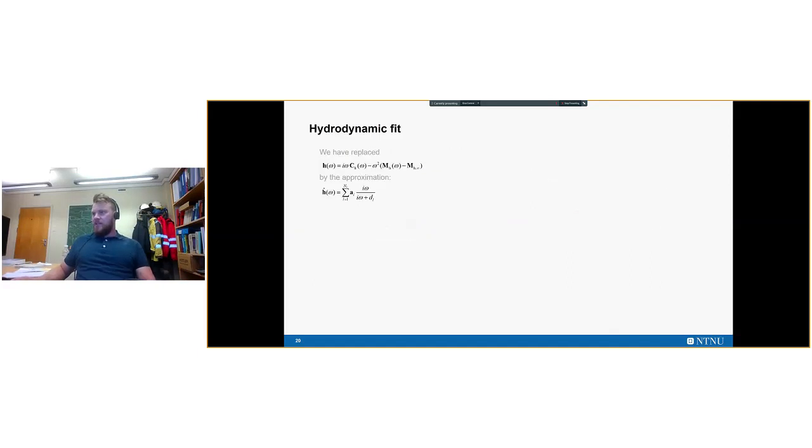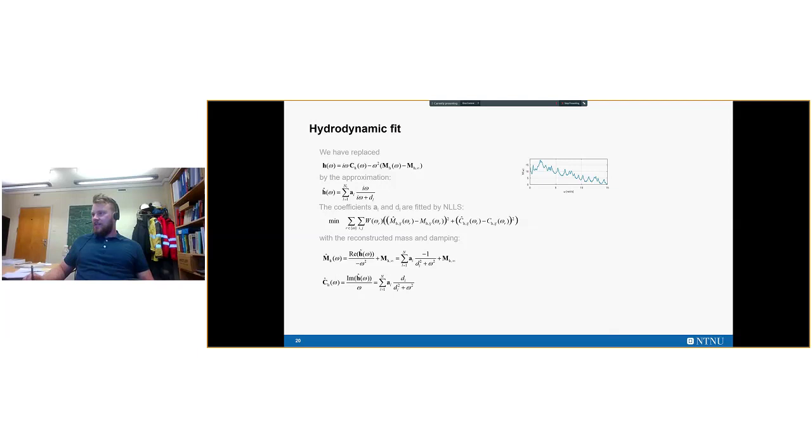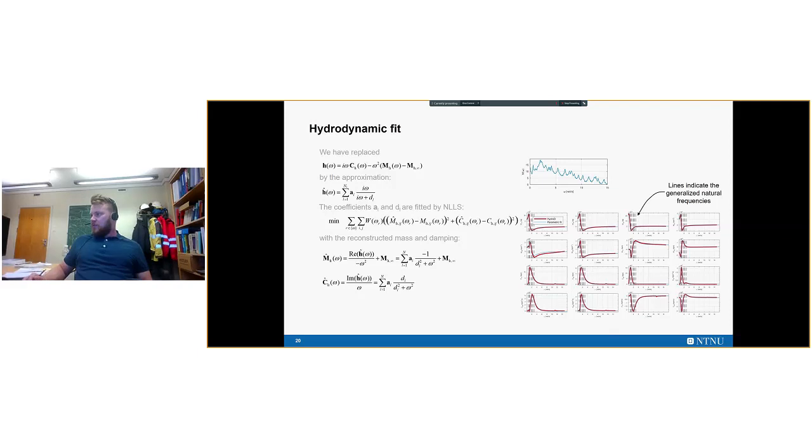So for the hydrodynamic fit, in this case, we are fitting the mass effects and damping effects of the fluid by a non-linear least square fit. And we see from the figure that the parametric model is quite able to recreate the mass and damping effects. So this means that our model is very numerically accurate, even though it's a reformulation and a reduced order formulation of our original problem.